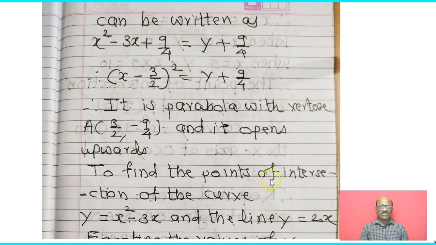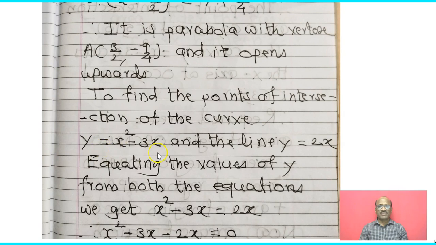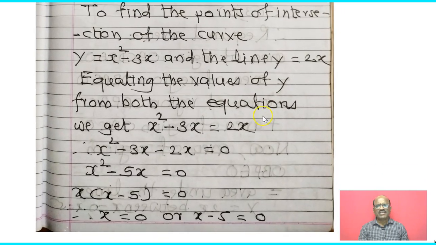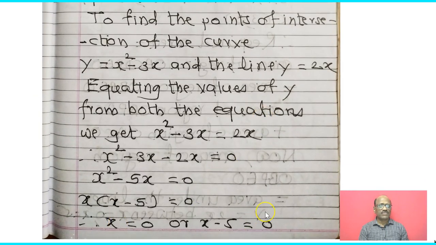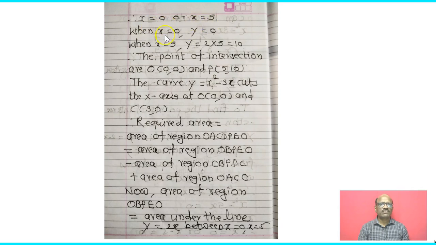To find the point of intersection of the curve y equals x square minus 3x and the line y equals 2x, equating the values of y from both equations, we get x square minus 3x equals 2x. Then you will get the value of x equals 0 and x equals 5. These are the points of intersection. When x equals 0, y equals 0; when x equals 5, y equals 10. The points of intersection are O(0, 0) and B(5, 10).